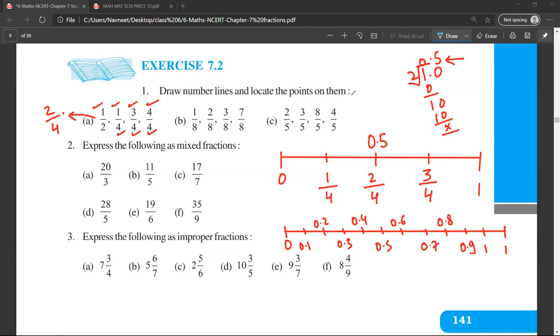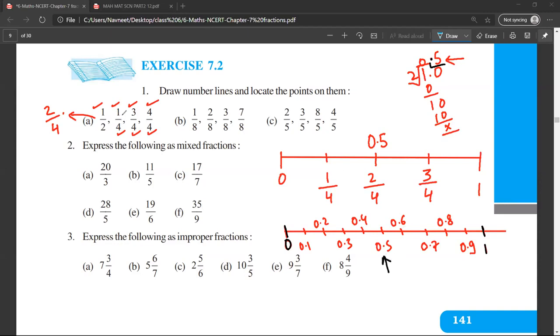Sarthak, are you able to understand? Yes, sir. Because anyways you have a decimal chapter also. So this would be 0 and this would be 1. Now, for example, when I see 1 by 2, on doing the decimal division, I can understand that 1 by 2 is equal to 0.5. So 0.5 would be here.